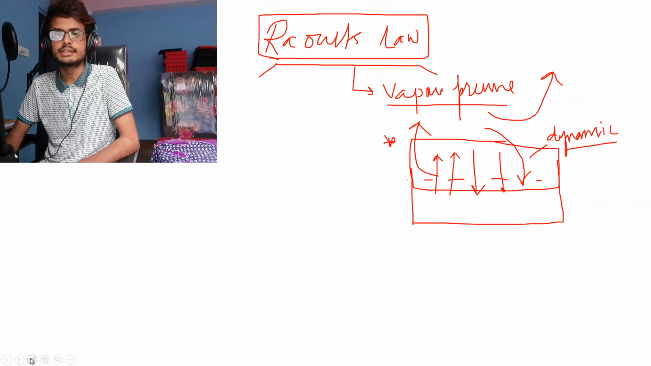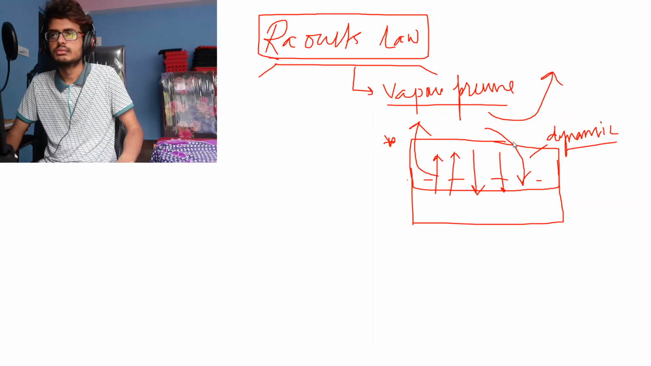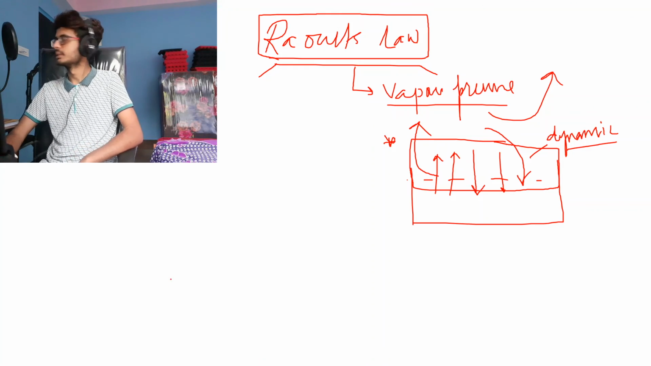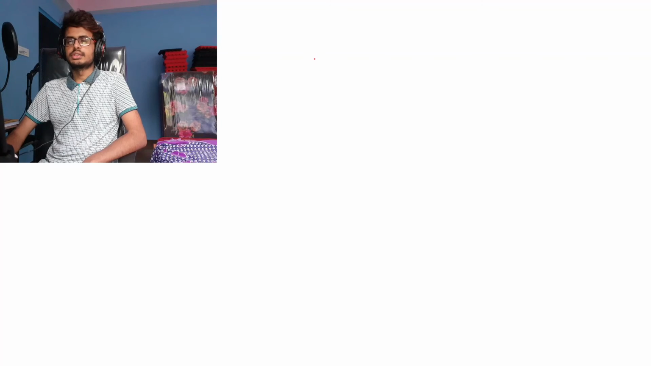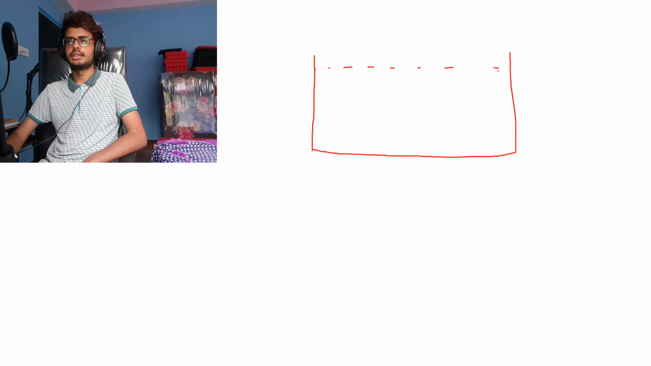Okay, now let us start with a simple analogy. Let's say I have a liquid in a beaker. It has some vapor pressure. Let's say its vapor pressure is Vp. So I have a liquid.